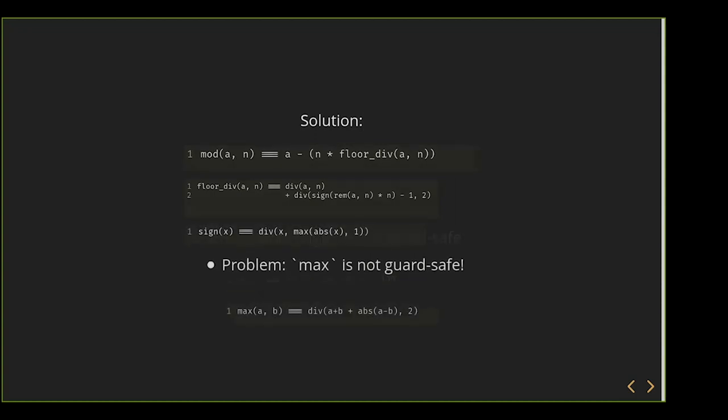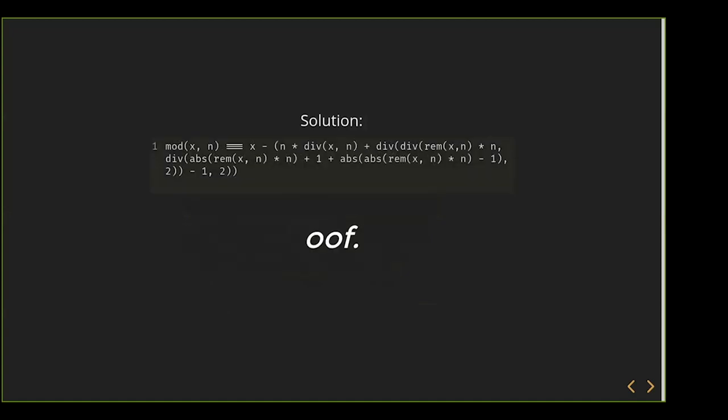Now, it becomes super complicated, especially since max itself is not guard safe, so we have to also create a new implementation for that. The final thing that we end up with is this great number of new functions, and when we write all of that out, we have this beautiful, complicated mathematical expression that nobody would actually like to use in practice. So yeah, this was a big oof. I shared this with the Elixir core team, and they told me, yeah, there's no way this is ever going to make it into Elixir itself, for obvious reasons.